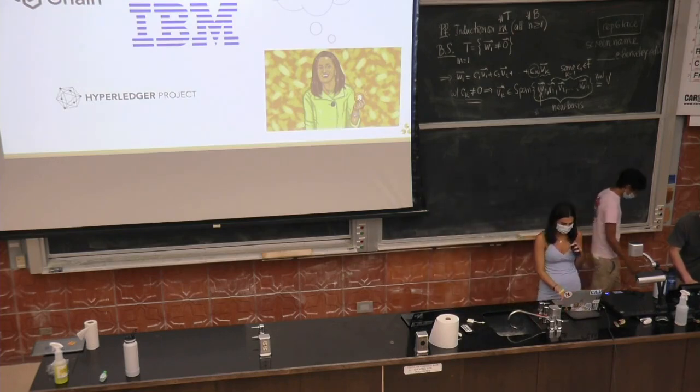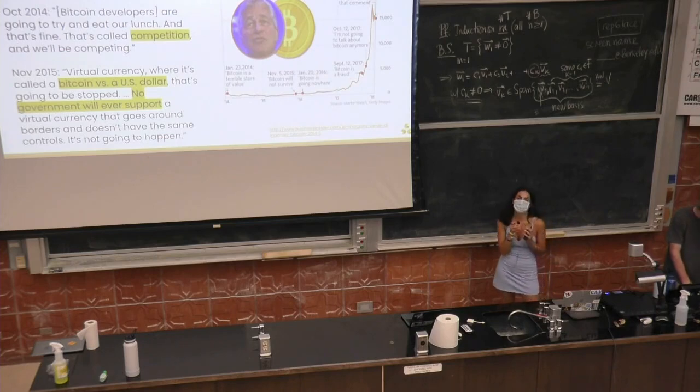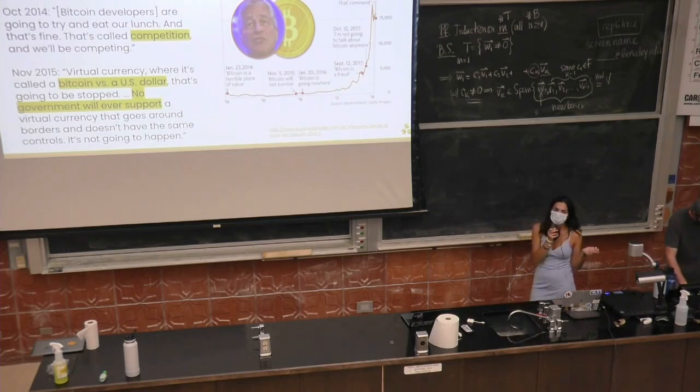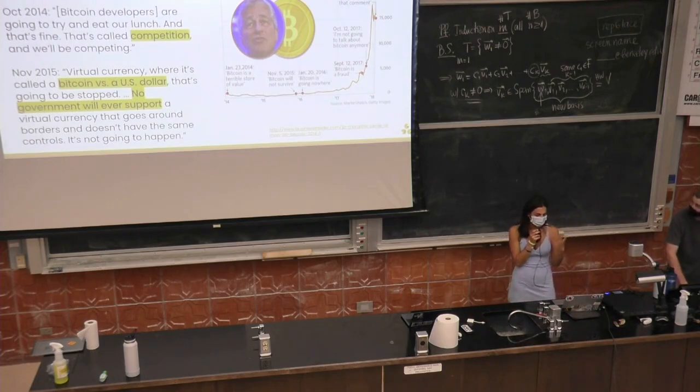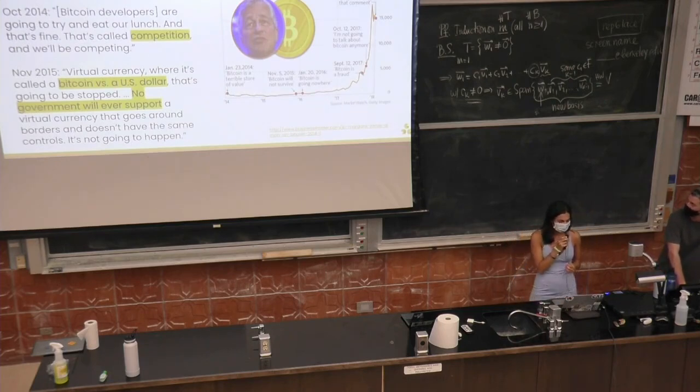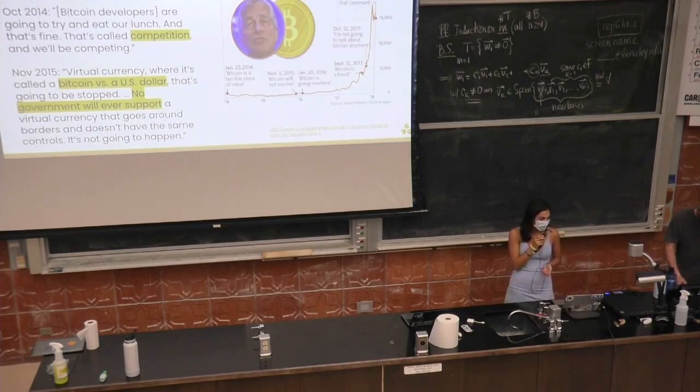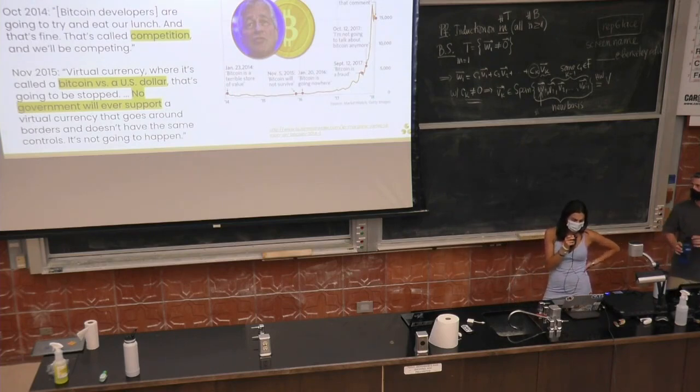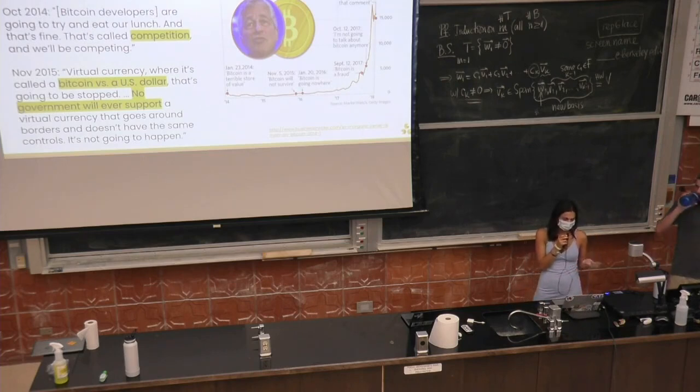Thank you, JJ. So this is also pretty hilarious, I think, this series of slides. Jamie Dimon, if you know who that is, he's the CEO of JP Morgan. He has had some pretty hot takes. And so we're going to take you through some direct quotes from Jamie Dimon. In January 2014, Jamie Dimon says, "It's a terrible store of value. It can be replicated over and over," which actually doesn't make sense. And then in October 2014, he says, "Bitcoin developers are going to try and eat our lunch, and that's fine. That's called competition, and we'll be competing." And November 2015, virtual currency, where it's called a Bitcoin versus US dollar, that's going to be stopped. No government will ever support a virtual currency that goes around borders and doesn't have the same controls. It's not going to happen.